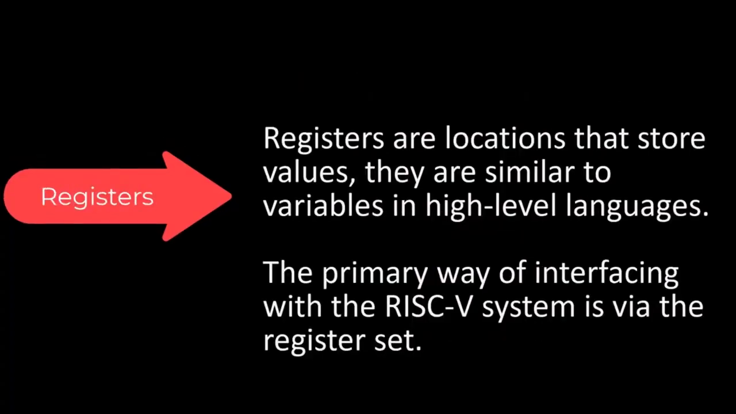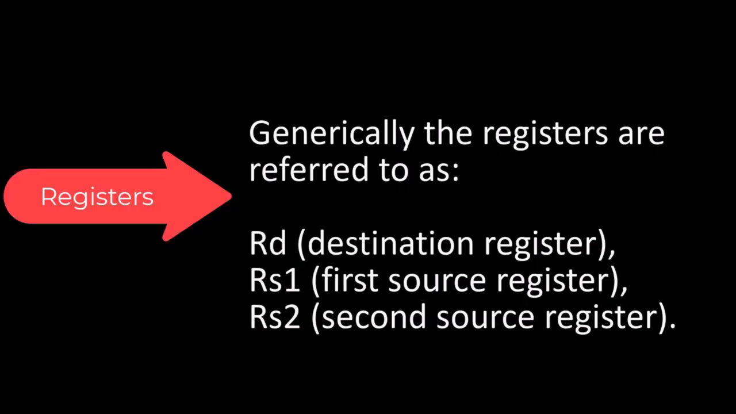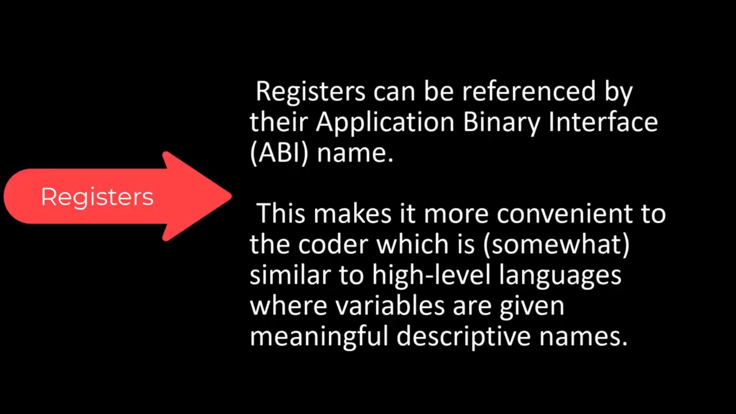Registers are locations that store values. They are similar to variables in high-level languages. The primary way of interfacing with the RISC-V system is via the register set. Generically, the registers may be referred to as RD, destination register, RS1, first source register, and RS2, second source register. Registers are denoted by their application binary interface, ABI, name, to make it more convenient for the coder. This is like high-level languages where variables are given meaningful descriptive names.